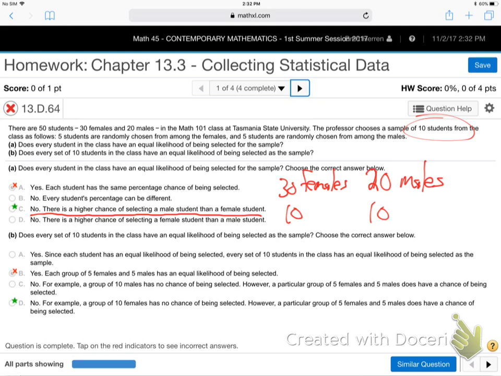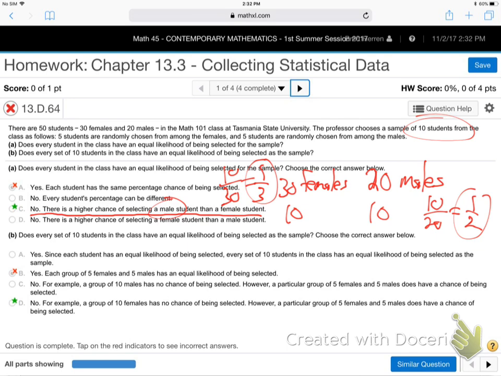So do you see why it's a higher chance for the males than the females? Because half of all the males are going to get picked, right? 10 out of 20. This fraction, 10 out of 20, is a half. A half of all the males are going to be picked, whereas 10 out of 30, only 1/3. So if you're a female, you only have a 1/3 chance of being picked. And if you're a male, you have a half chance of being picked, more likely. So that's not equally likely, is it?